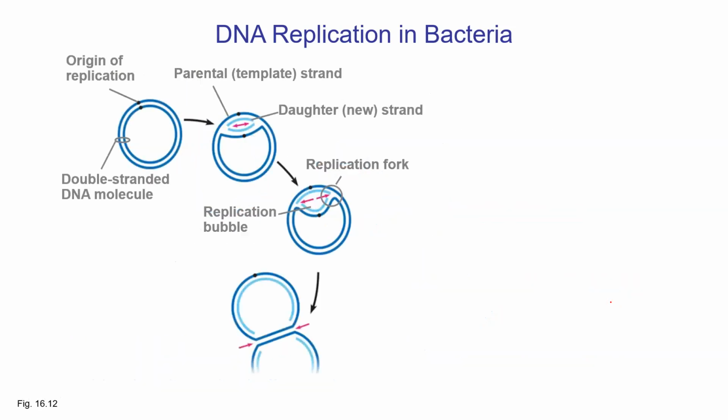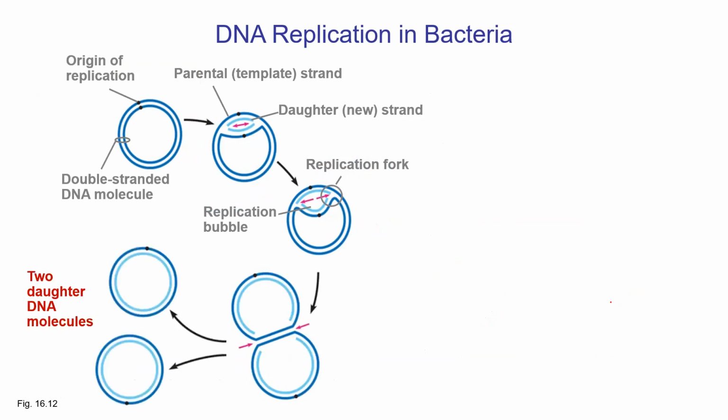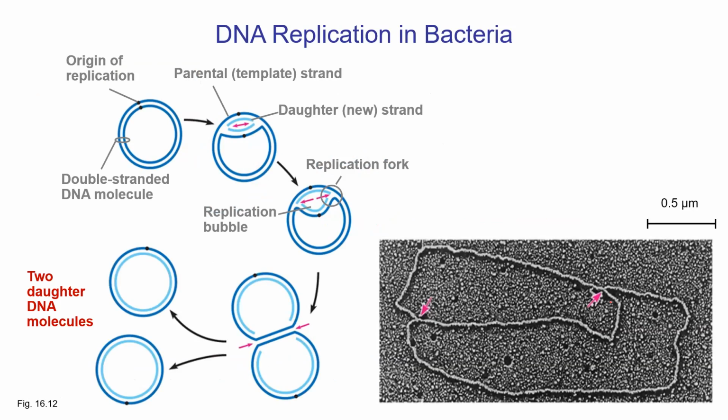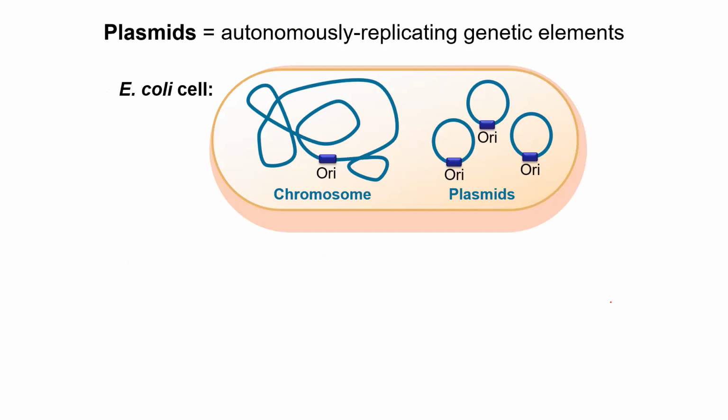So here we go. It's going to keep separating, and it's going to go all the way around the entire chromosome, and you're going to get 2 daughter DNA molecules. There's the electron micrograph of the replication bubble. You can see the arrows there are where the replication is occurring, and like I said, it's just going to go all the way around until it eventually finishes the chromosome. So that's what happens in bacteria, circular chromosomes. Eukaryotes are a little different. I'll show you that in a moment.